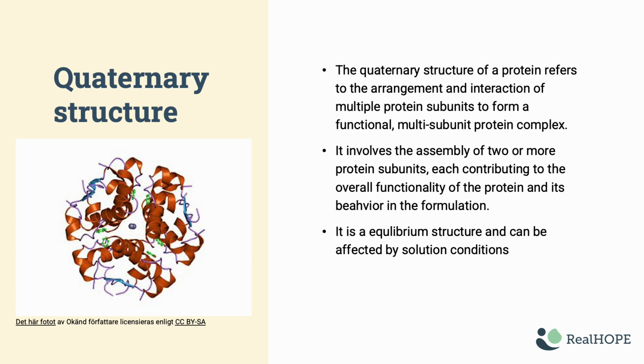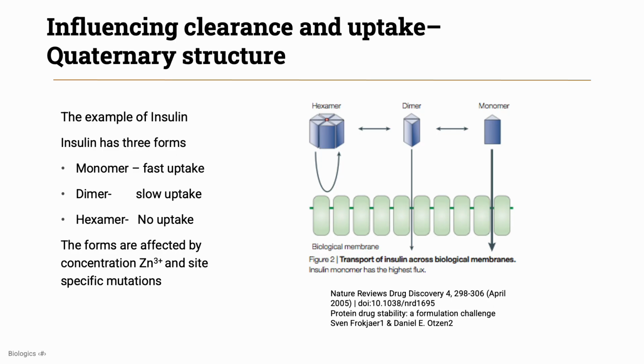Thus, changing things like pH, presence of specific ions or concentration of the protein solution might affect the quaternary structure of the protein. The transport of insulin over cell membranes is an example of how quaternary structure can affect the uptake and clearance of proteins. The monomeric form of insulin has a rather fast transport over the membrane, while the hexamer cannot pass over the membrane at all. This is used for designing insulin products that either have a fast uptake and are used in connection with meals, or to design insulin that can give a baseline concentration in the blood for the whole day.